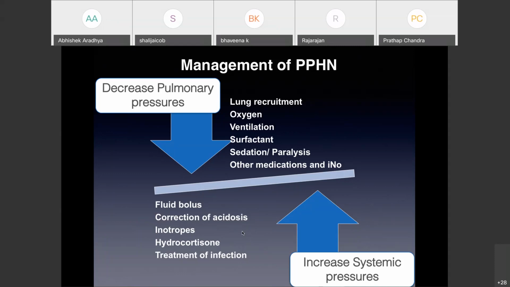And it's very important in the Indian setup, especially, there's a lot of pulmonary hypertension which happens due to sepsis, especially your gram-negative septicemia. So appropriate treatment of infection is absolutely paramount, because in cases of sepsis, it will also impair your ventricular function by and large.